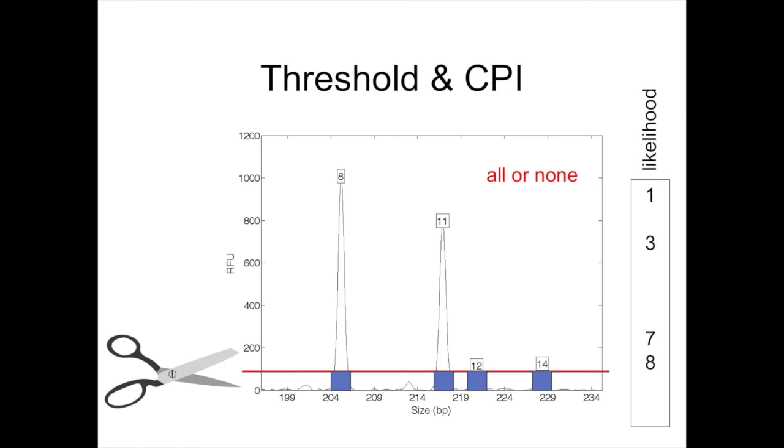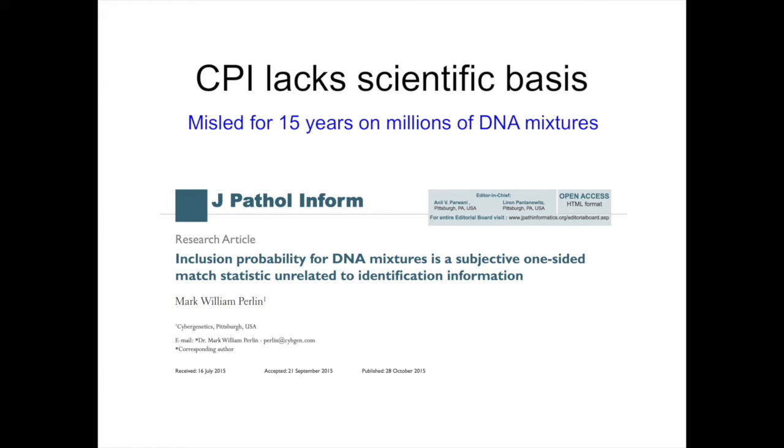You've heard how studies from the federal government starting in 2005 began showing these methods give wildly different answers in different hands. In fact, there have been a lot of papers on them. I added to this literature a year ago with a paper. The title is "Inclusion Probability, that's CPI, for DNA mixtures is a subjective, one-sided match statistic that's unrelated to identification information." Basically, it's a random number.